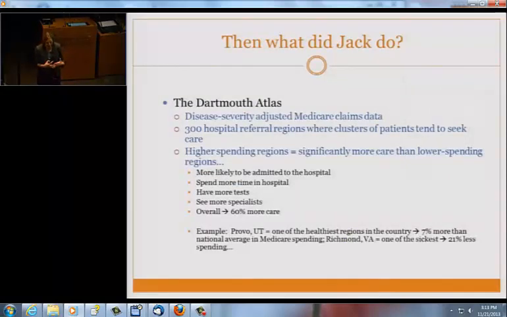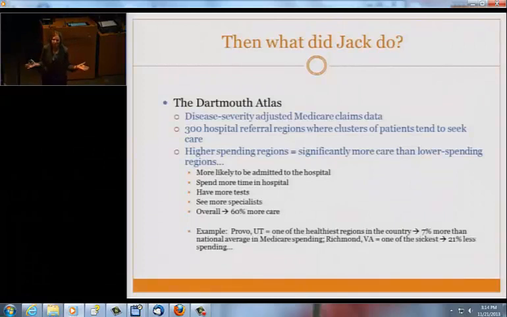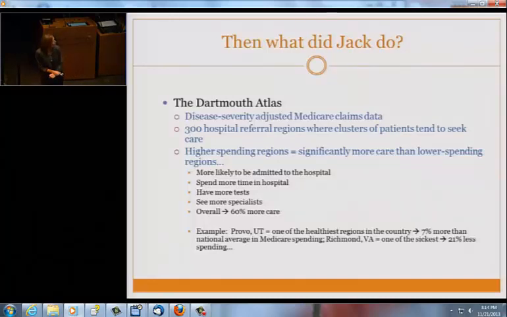So at Dartmouth, they created a center for the way that healthcare is delivered and created what was called the Dartmouth Atlas. And basically what they were able to do is mine CMS data, which is Medicare data, Medicare databases, to look for variations in utilization of Medicare dollars and delivery of services. This is disease severity adjusted Medicare claims data, okay? So they tried to make a Medicare beneficiary in Florida look just like a Medicare beneficiary in Illinois, okay? So you can compare them.